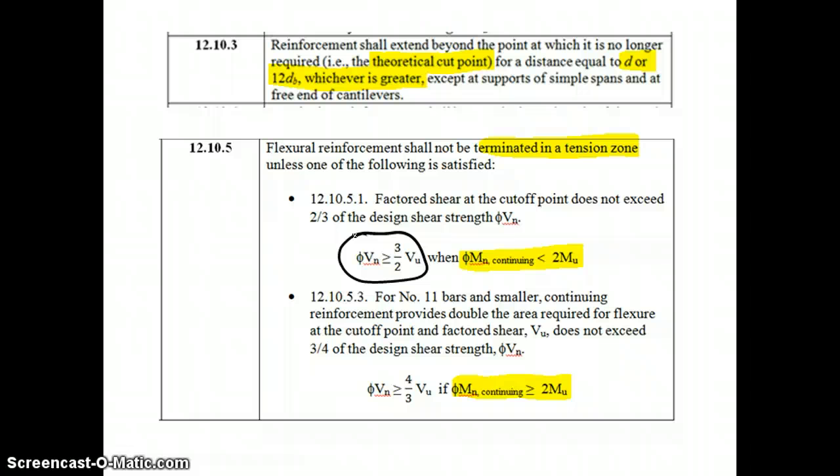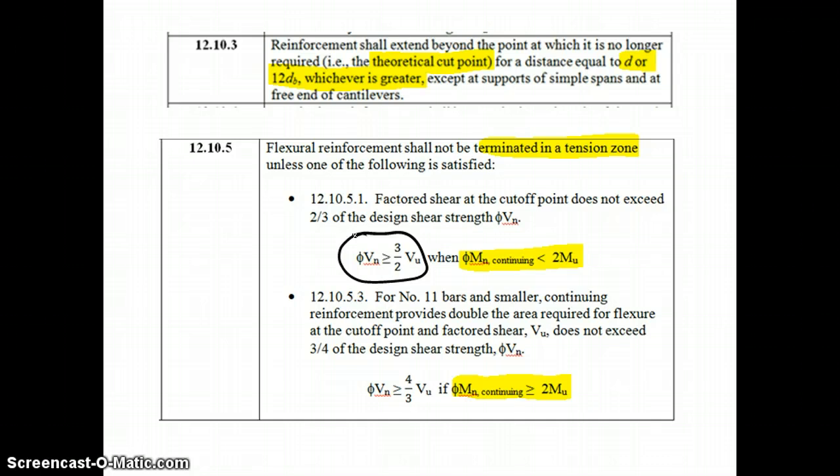So what part D asks us to do is extend that bar, so extend it past the first possible termination point that we solved for, which was the theoretical cut point plus d or 12 db. Keep extending it past that point. Eventually we'll get to the point where the moment is small enough, the Mu is small enough, where we may transition from 12.10.5.1 to 12.10.5.3.